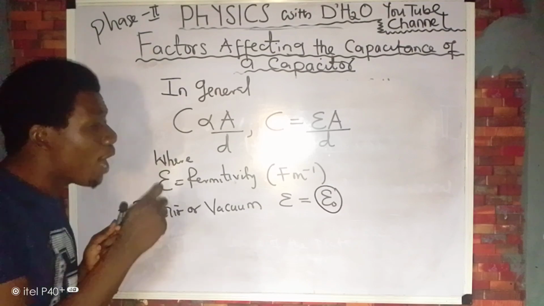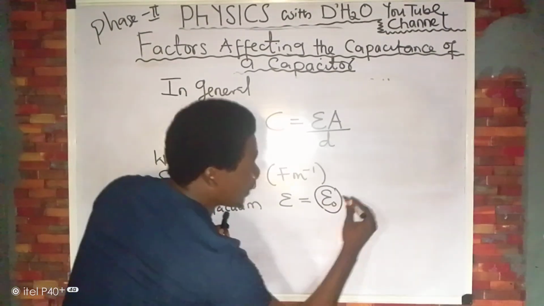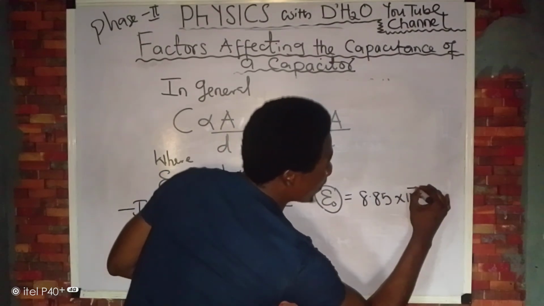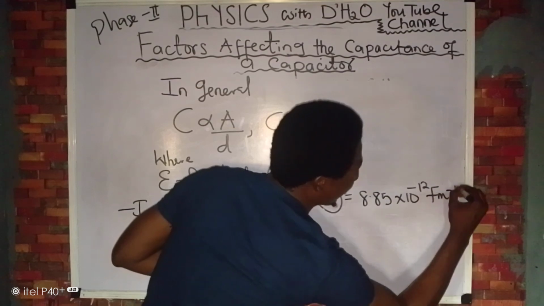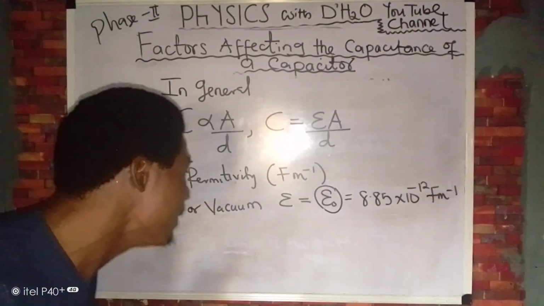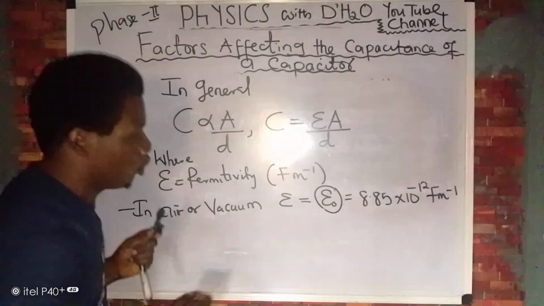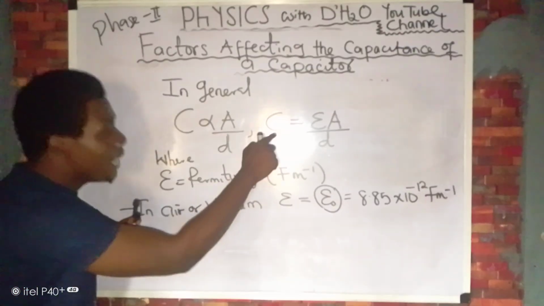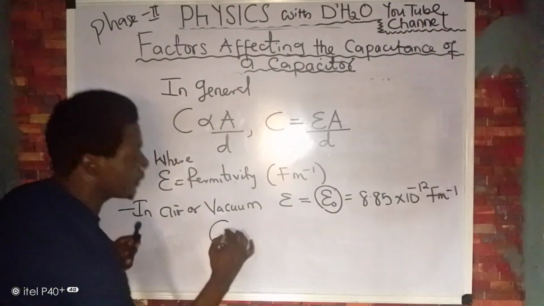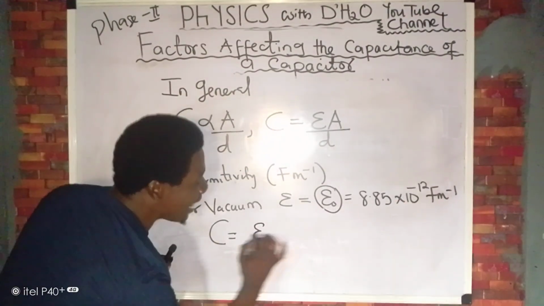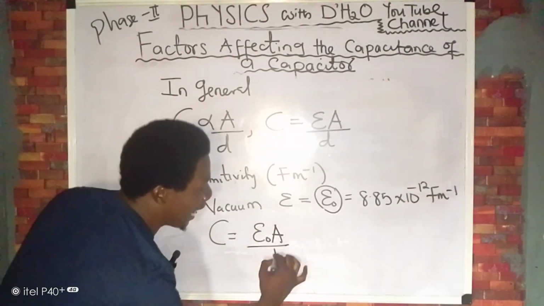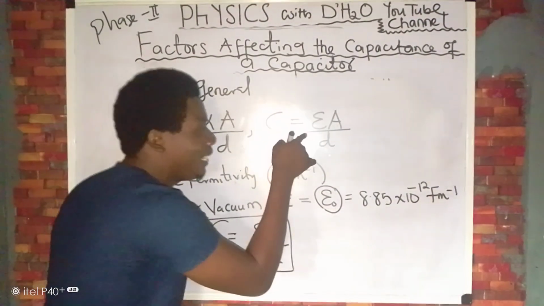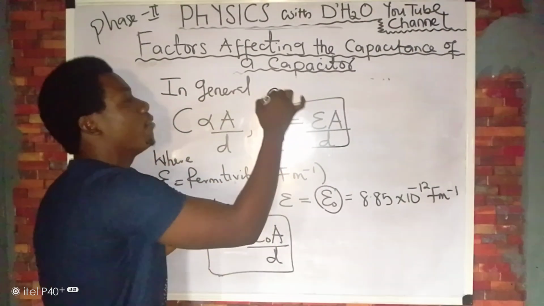So if you have air as the separating material, this has a constant of 8.85 times 10 raised to the power minus 12 farad per meter. This is called the permittivity of free space or permittivity in a vacuum. It is constant. So if it is air or vacuum that insulates the plates, then your formula becomes capacitance equals permittivity in air, times area, over distance. So this is what you have. Sometimes you can see this. This one is the general formula.